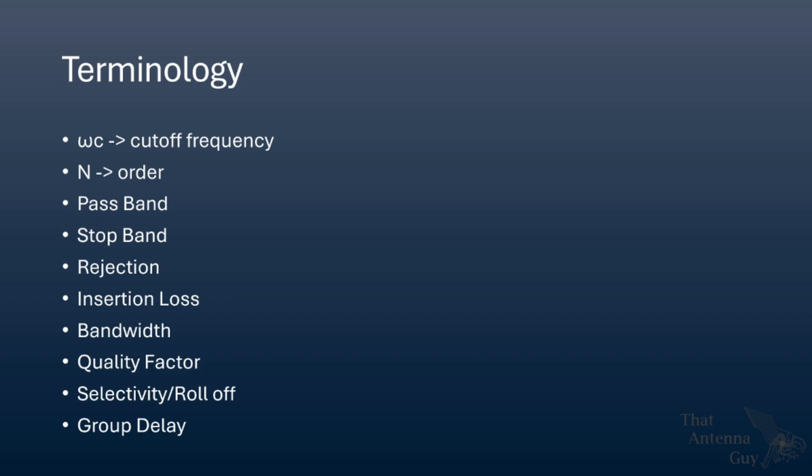Bandwidth, which refers mostly to band pass and band stop filters, and that's the amount of band that it does let through. Quality factor, which is a way to measure the efficiency of your filter, looking at its losses and how narrow banded it is. Selectivity and roll-off are ways to describe how quickly your filter attenuates the frequencies after your cutoff frequency. And group delay, which looks at the phase and how it is affected throughout your filter.